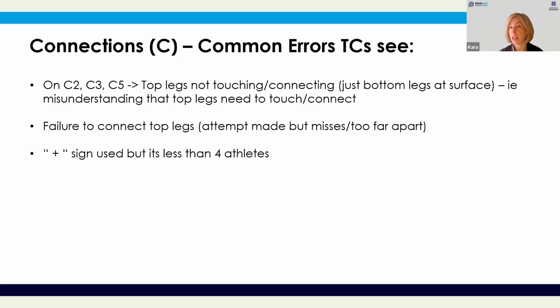You use that plus sign for a connection with 4 or more athletes. The most common connection we're seeing is C4 plus in teams. Say all 8 are in a line, all 8 are in a circle, or there are 2 lines of 4 doing the C4 plus connection. They go 1 leg forward, 1 leg back, and then they all switch and do a quick C4 plus. We're seeing that.